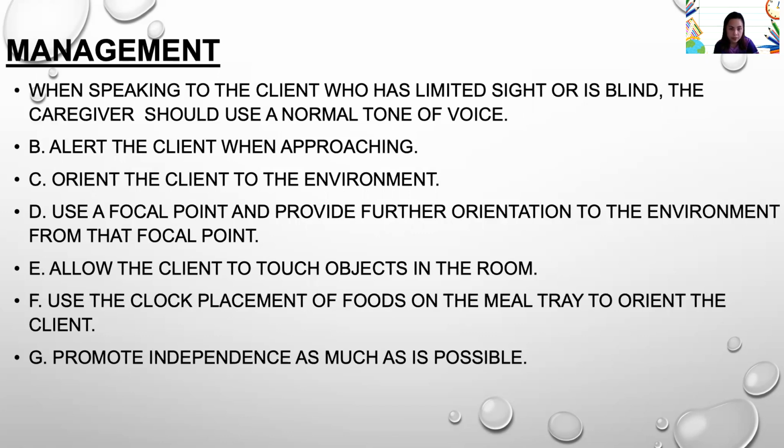Alert the client when approaching. Paano mo siya i-alert? Pwede mo siyang hawakan dito sa shoulder. Then orient the client to the environment. Use a focal point and provide further orientation of the environment. Allow the client to touch objects in the room so you will be familiarized kung anong meron sa room. Use the clock placement of foods on the meal tray to orient the client. Then promote independence as much as possible.